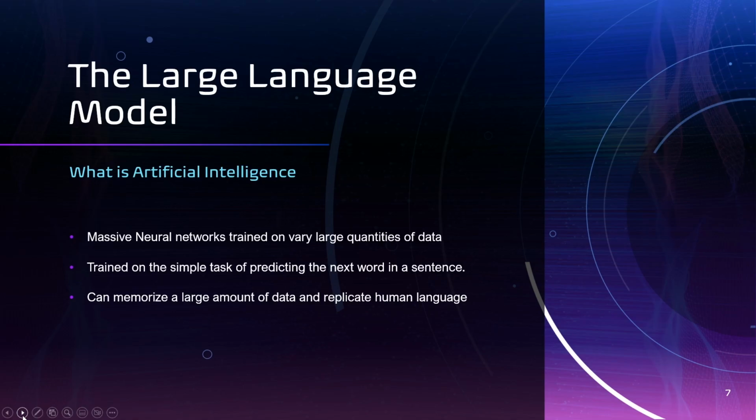Imagine it as an autocorrect on steroids, just trying to guess what the next word is, but trained on such a large data set and using such a vast amount of computing power that what it's generating, unlike autocorrect, actually makes sense, right? And in the process of training, because we use such large data sets, it can, quote unquote, memorize large amounts of data, and it can replicate human language almost perfectly, right?